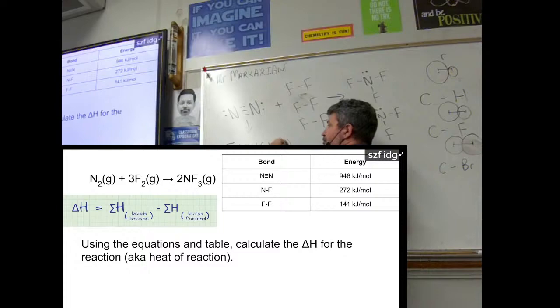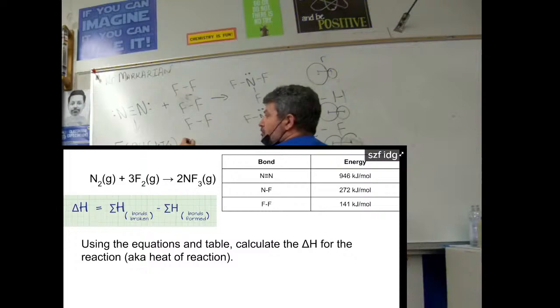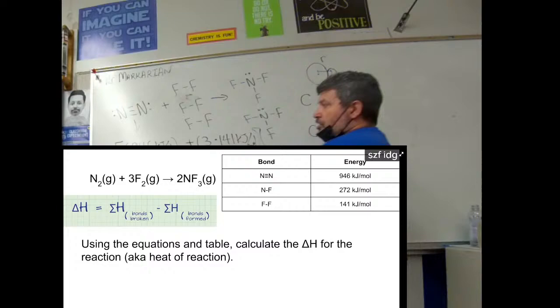Then we need to add the fluorine. So there's three F2s. Each one is how much? 141? So I'll do 3 times 141 kilojoules per mole. Okay. That's the bonds broken part, the first part. And then I subtract the bonds formed.